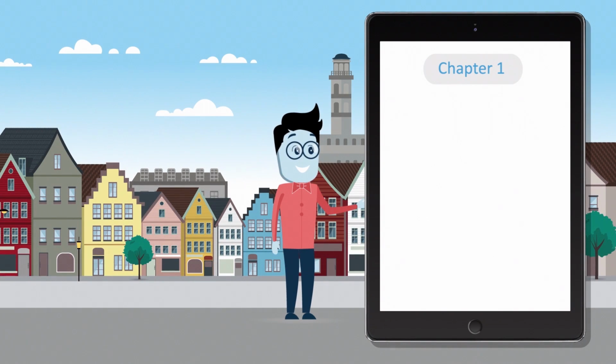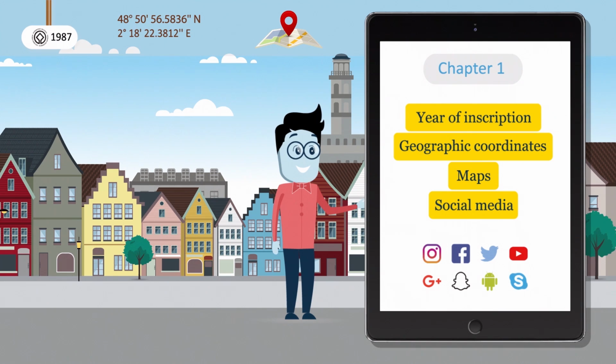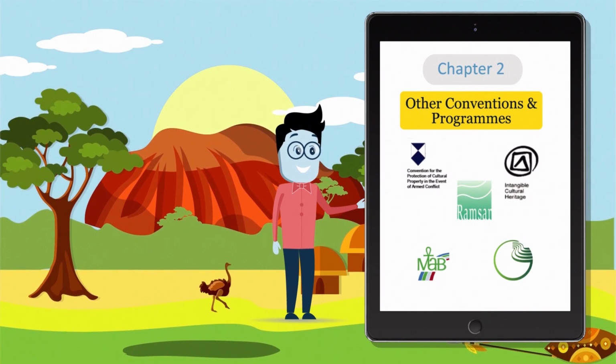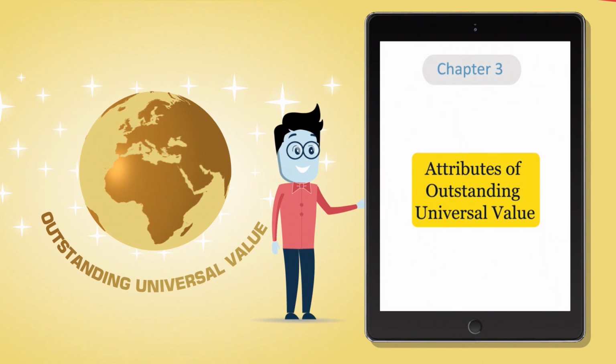Chapter 1 asks you for information on the name, year of inscription, geographic coordinates, maps and social media presence of your property, and also asks who has been involved in preparing the report. Chapter 2 asks whether your property is protected under other conventions and programmes. Chapter 3 looks at the outstanding universal value, OUV, of your property and asks you about the attributes that make that outstanding universal value and how these are being conserved.